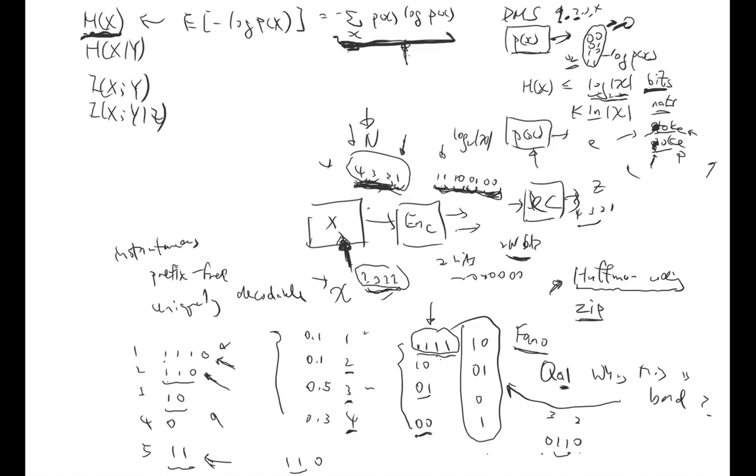Instantaneous means that you don't need to read ahead to decide whether this is the right code word or not. I don't think I need to go so far into that, so let's just focus on instantaneous codes. One claim: if I have a prefix-free code, where each code word does not contain another code word as its prefix, then it will always be instantaneous.